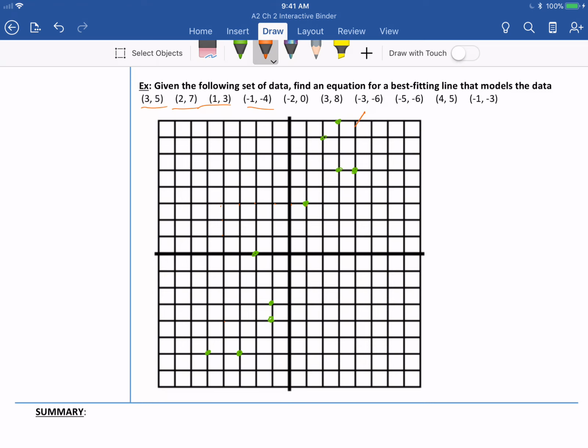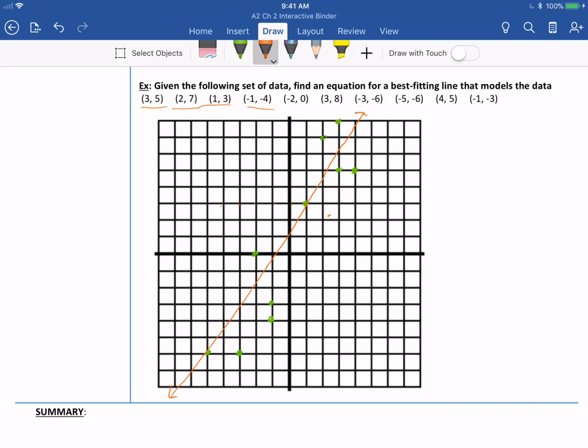I'm going to start from here. It's easier for me to draw a line like this, and then go just like that and call that my best fit line. It doesn't have to be perfect, with exactly the same amount of points above and below. Like I said, it doesn't have to be exactly perfect, but it should be in the ballpark.